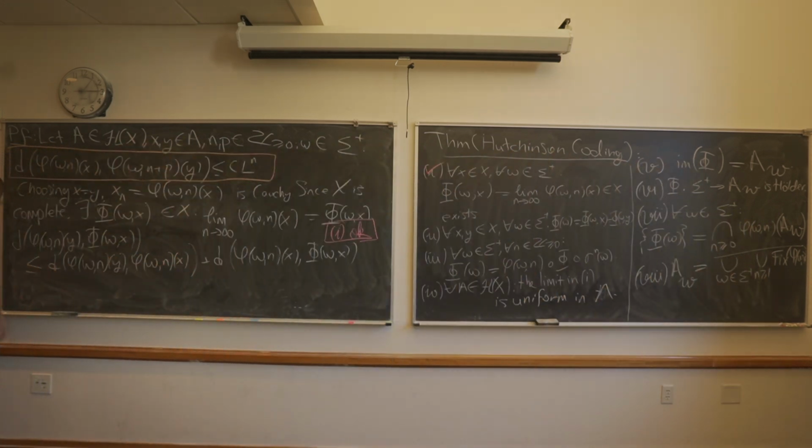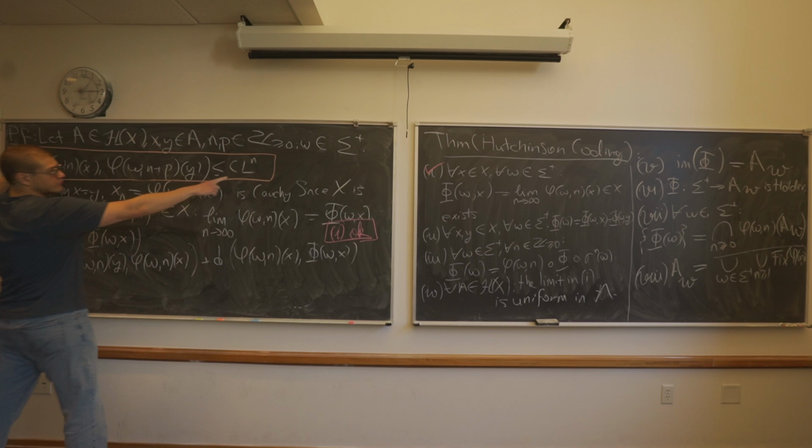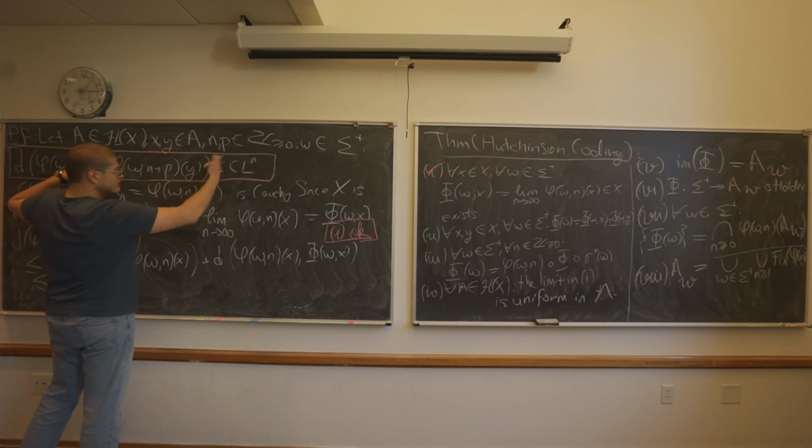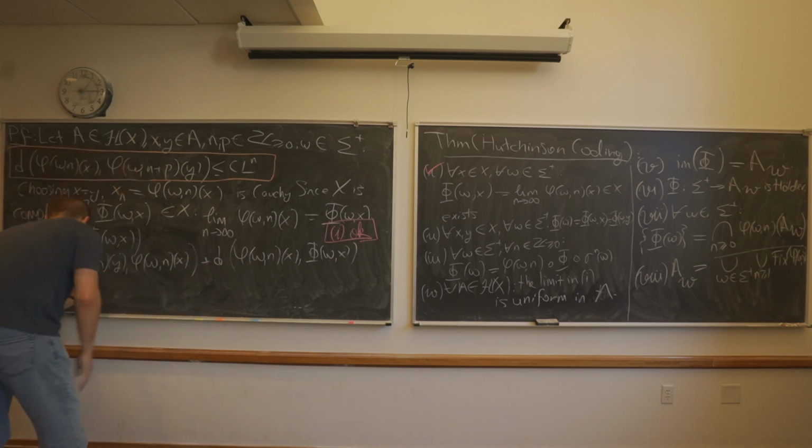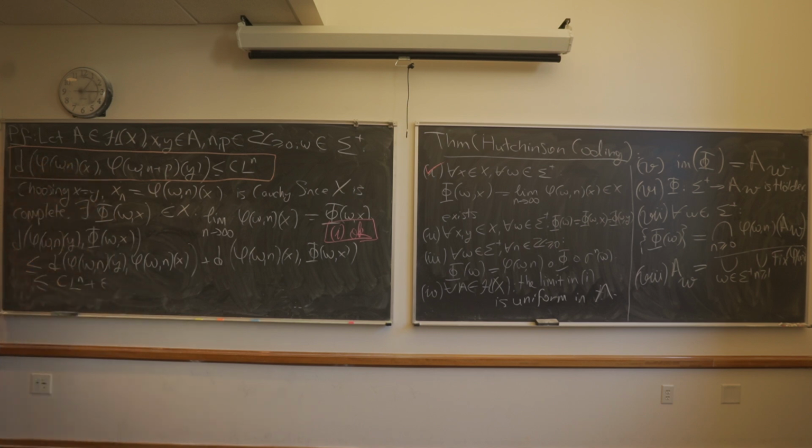Now, this is bounded because of this. Here, I could take p to be 0, for instance. This is bounded up by something that decays exponentially fast. And this, too, I can... let me just write it plus epsilon. And then that does it, right?